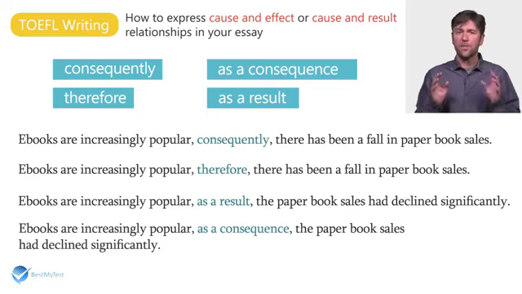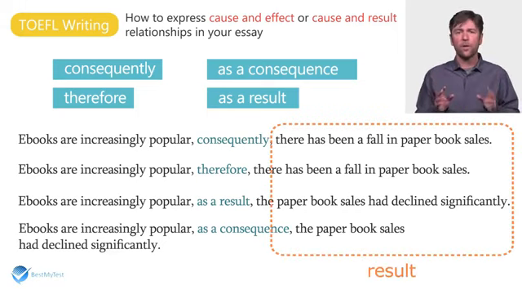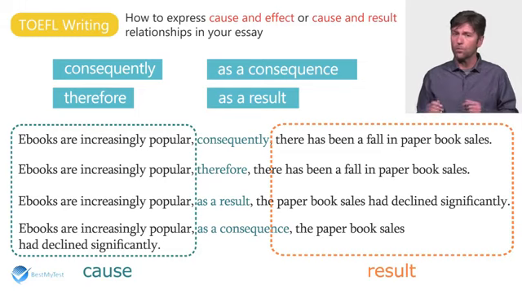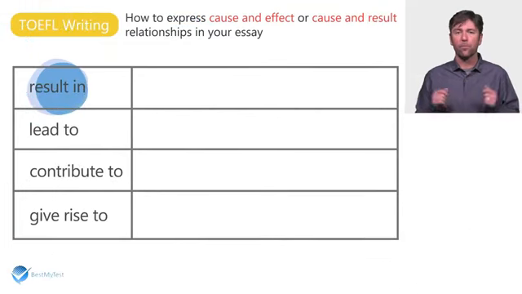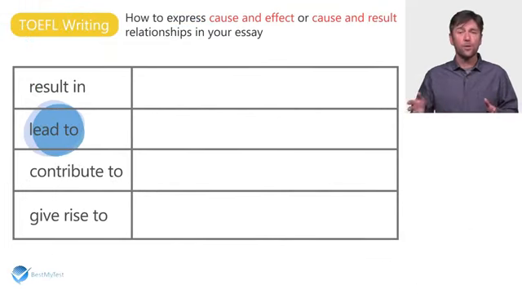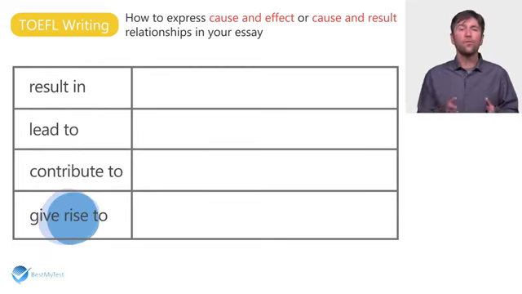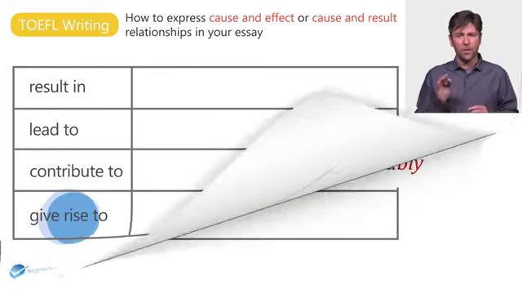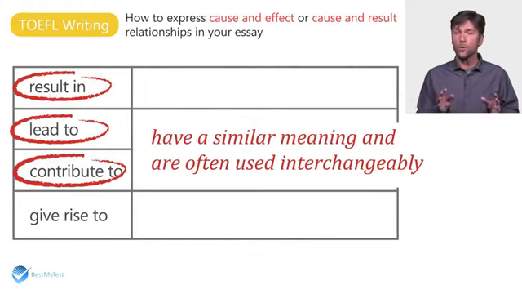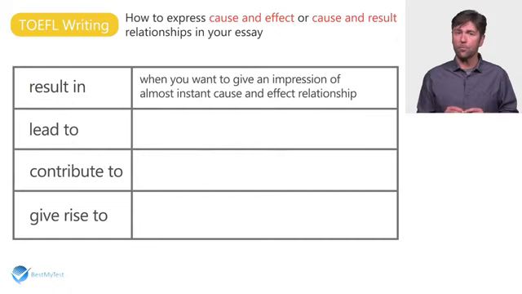Now, as you can see, the sentence after the conjunctive adverb is the result. The sentence before the conjunctive adverb is the cause. You can also use phrases to introduce the results or effects in the middle of sentences, as shown in the following list. Result in, lead to, contribute to, give rise to. In this list, result in, lead to, and contribute to have a similar meaning and are often used interchangeably. However, there is a subtle difference between when and how we use them.